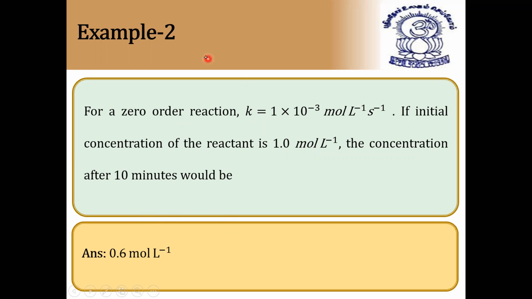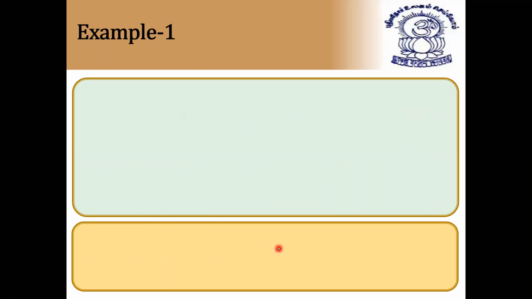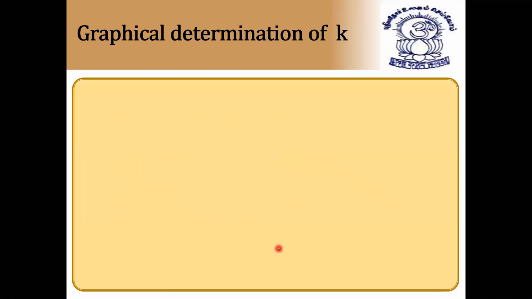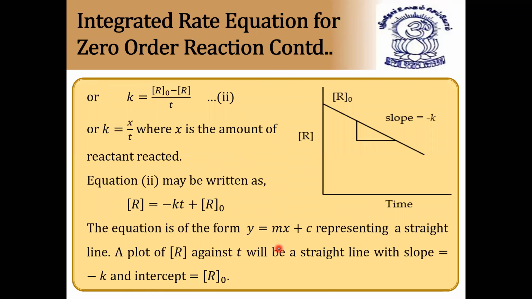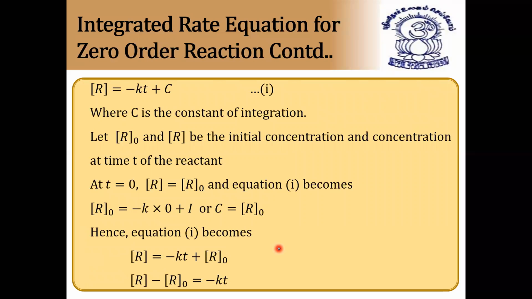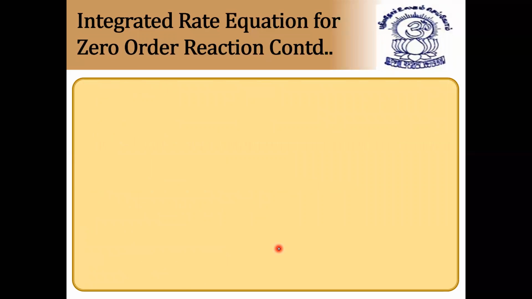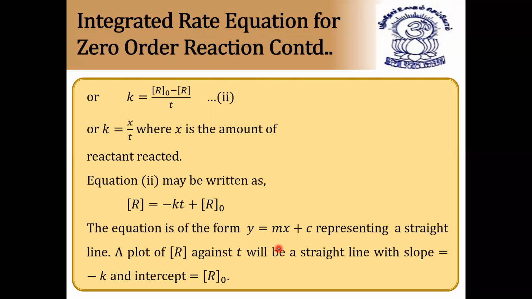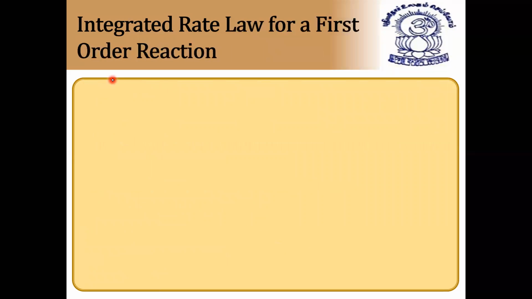I'm just recapping it now. Please go through it. Here again I'll show the formula for zero order kinetics so that you can understand easily. For zero order kinetics, you can see here the formula: K is equal to R naught minus R by T. Using the same formula we are going to solve it now.